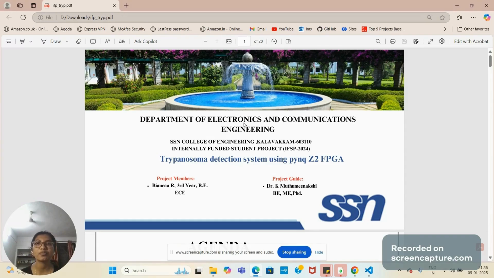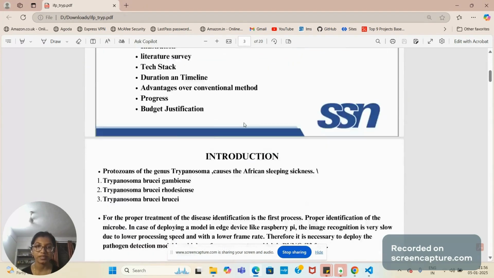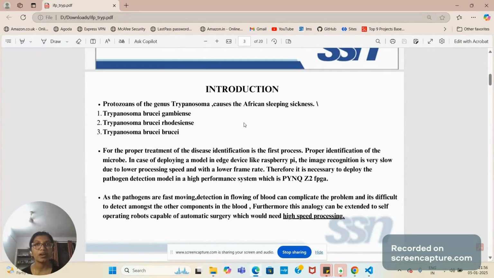So today I'm going to be explaining my proposal for the project Trypanosoma Detection System using PYNQ-Z2 FPGA. My project guide is Muthu Meenakshi ma'am. So, introduction. Why exactly do we need this project in the first place?